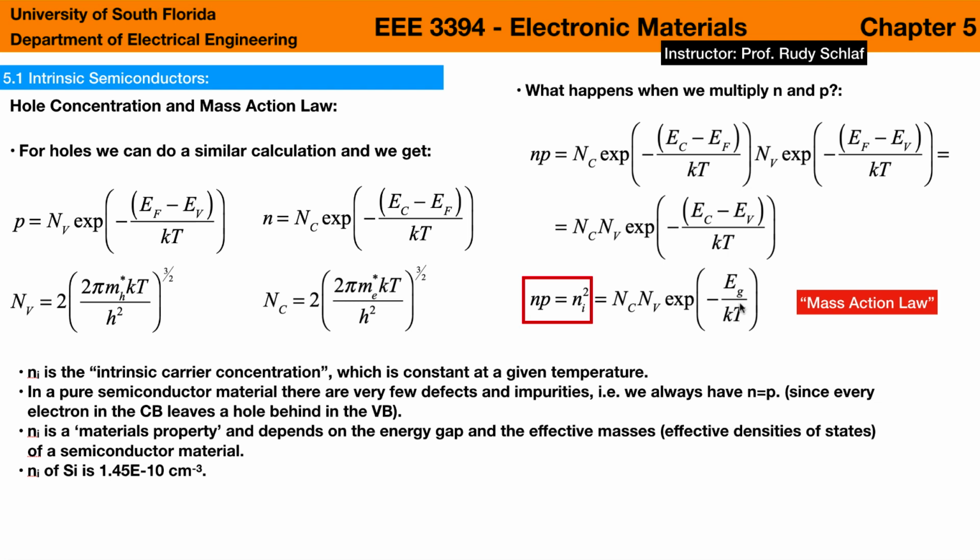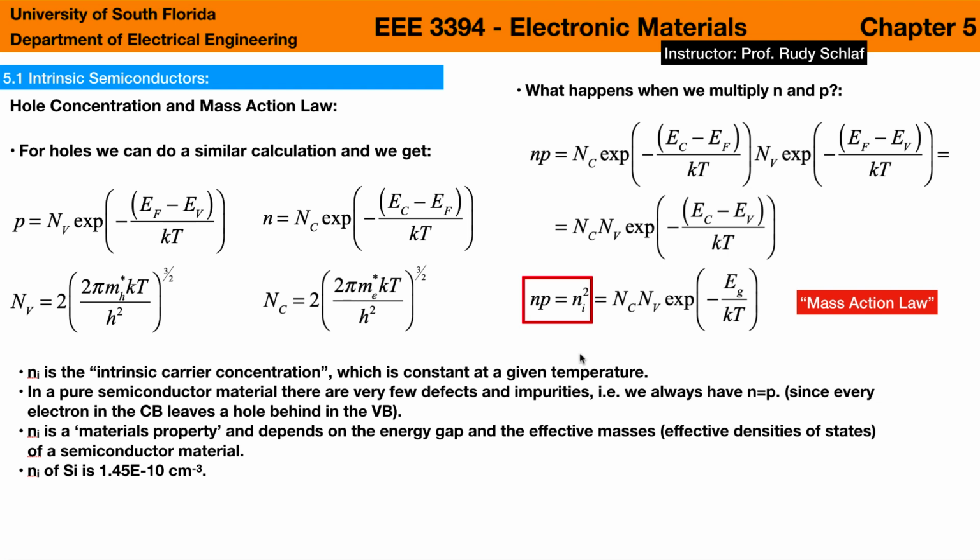So each material has a certain value for n times p, and therefore we introduce here Ni, which is called the intrinsic carrier concentration, which is a constant at a given temperature. For silicon, for example, Ni is 1.45 times 10 to the 10 per cubic centimeter. So all semiconductors have a different Ni depending on their band gap and on the effective densities of states that they have. This relationship, n times p equals the intrinsic carrier concentration squared, is called the mass action law.